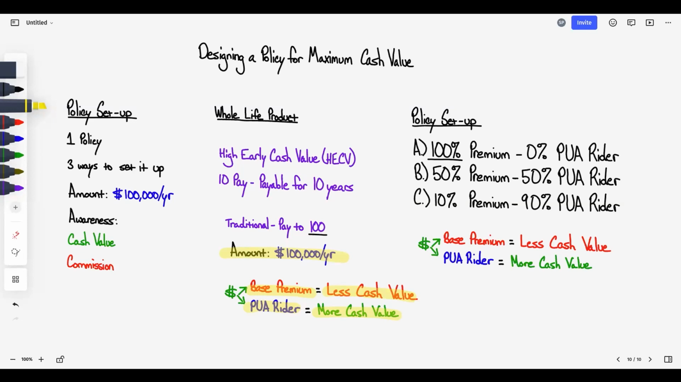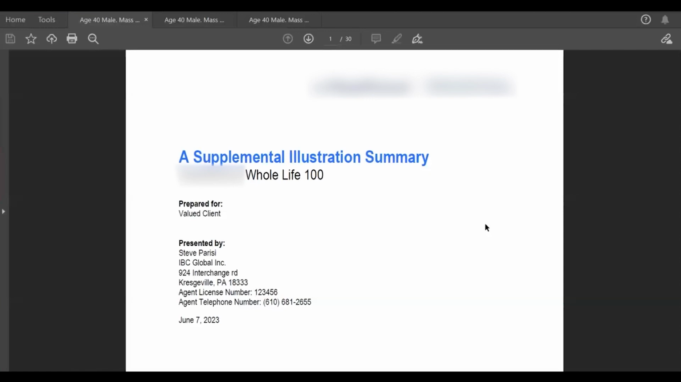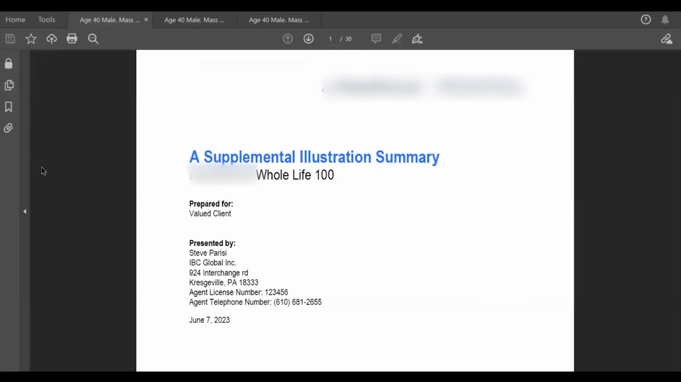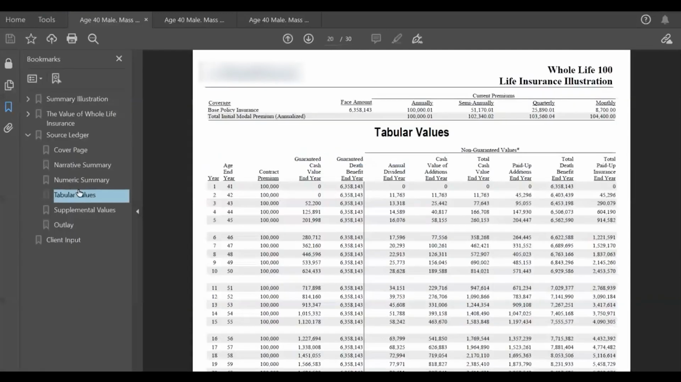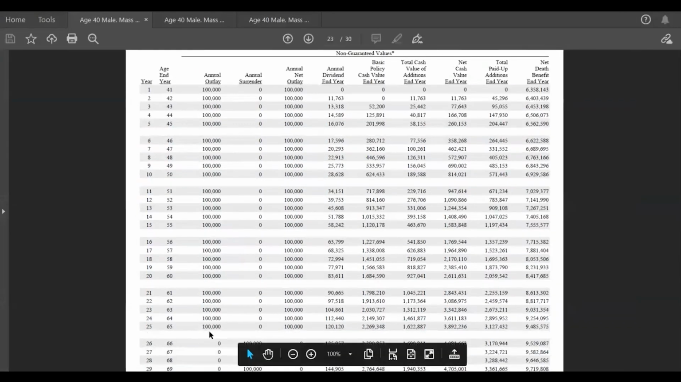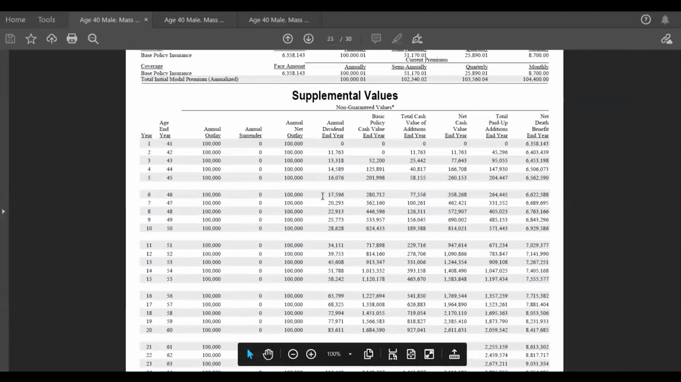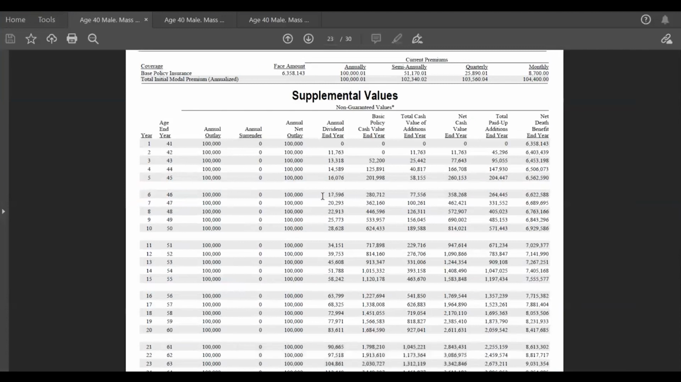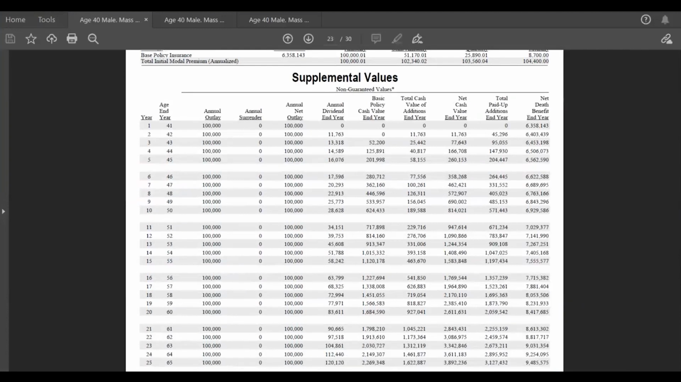So let's look at exactly that, again, with a traditional whole life insurance policy. So what we've got here is a policy with one of the major mutual companies, and this is the 100% base premium example. So we're going to go down to the supplemental values, and you'll see funding for 25 years. So $100,000 per year for 25 years is how much? If this is you, how much money have you paid into this policy? Well, 100 times 25 is $2.5 million when we look at it.